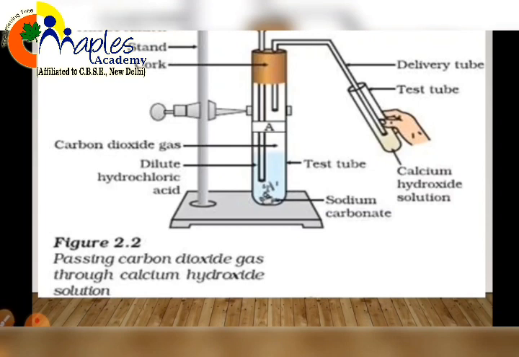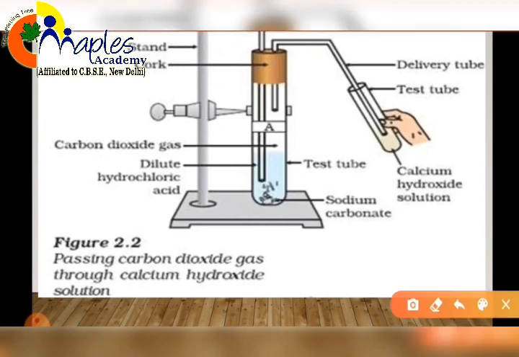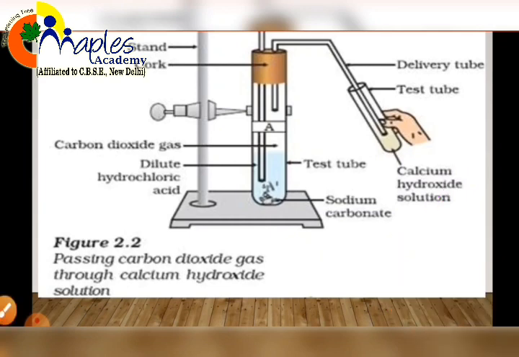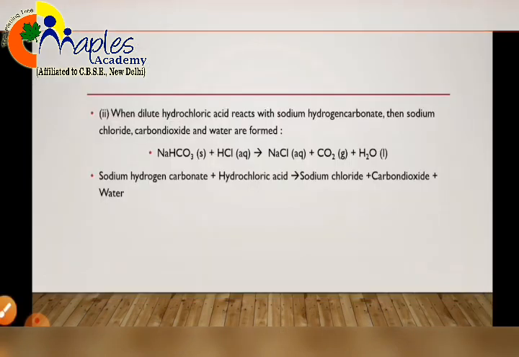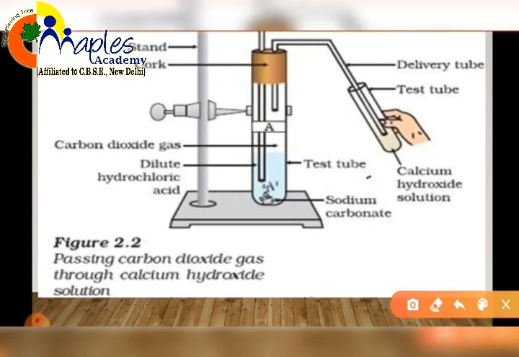Now, in the previous chemical reaction we checked for hydrogen gas. Now we have to check for carbon dioxide gas as well, right? How do we check this? We already know that when carbon dioxide gas is passed through slaked lime, that is the calcium hydroxide solution, Ca(OH)2, the calcium hydroxide solution will become milky in appearance.